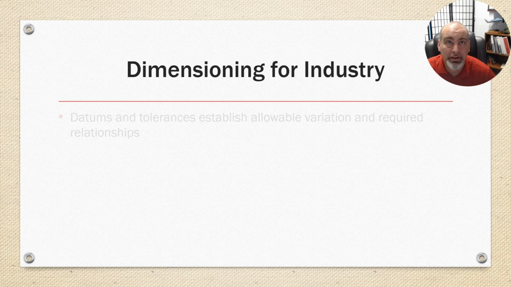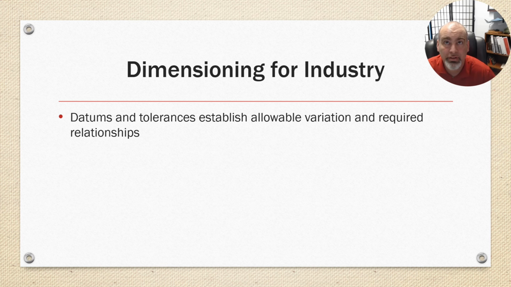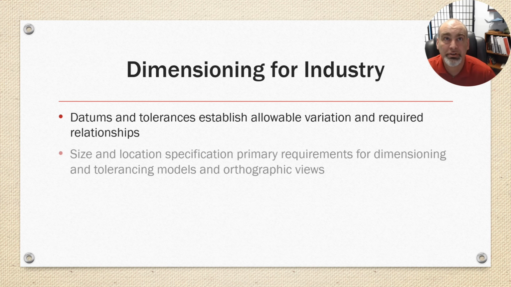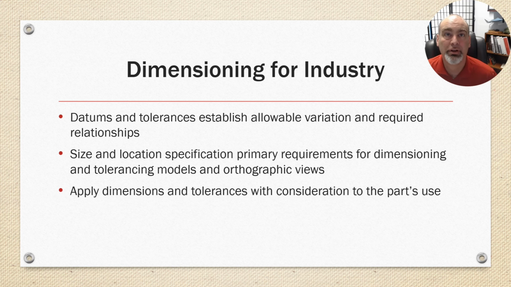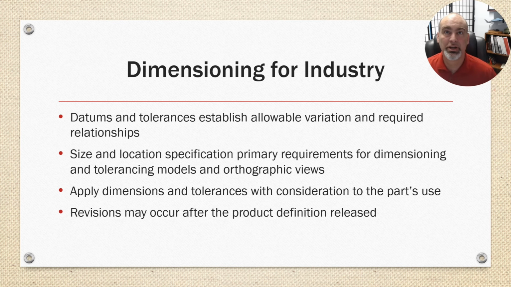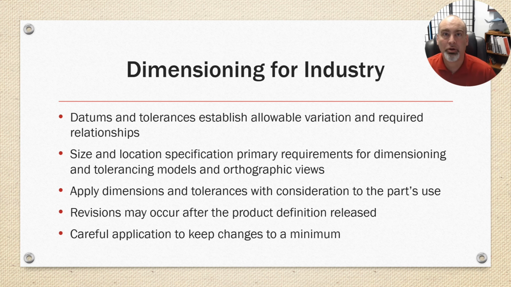Dimensioning for industry. Datums and tolerances establish allowable variation in required relationships. Size and location specification are primary requirements for dimensioning and tolerancing models and orthographic views. Apply dimensions and tolerances with consideration to the part's use. Revisions may occur after the product definition is released. Be careful. Careful application keeps those changes to a minimum.